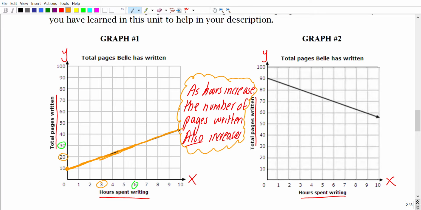Now let's take a look at graph number 2. Let's see if this one may also represent that. So I'm going to go ahead and see where I start. I start right here at 0 hours. So at the very beginning, I'm already at 90 pages, or rather, Belle is already at 90 pages. Okay? Now, what do you start to notice as more hours pass? So let's see at 3 hours. Okay, at 3 hours, where am I at? Well, I'm right here. So what do you start to notice?